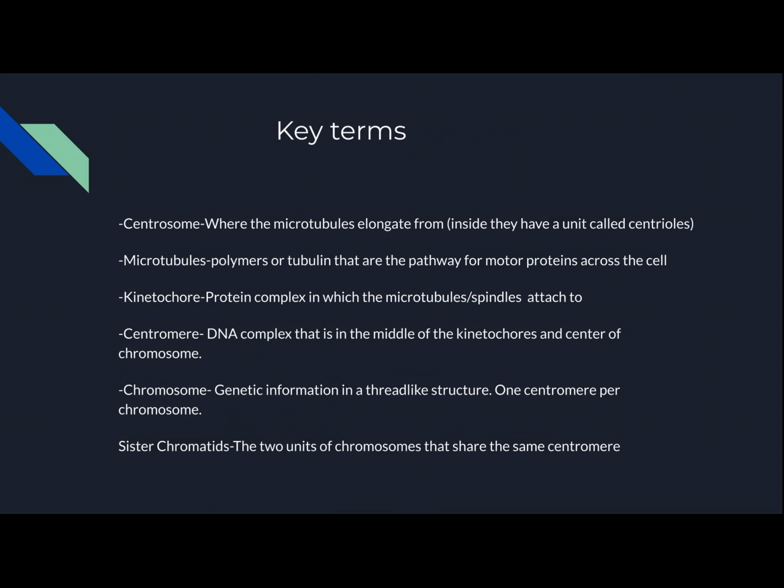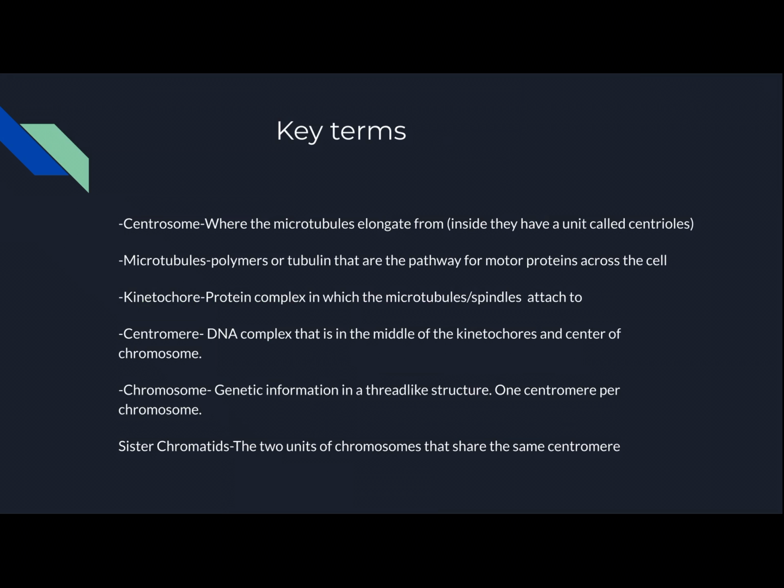So I'm just going to be reading off key terms because I'm going to be using these terms a lot throughout the video, so it would be good if you're familiar with these. Centrosomes are where the microtubules elongate from. Inside the centrosomes you have centrioles, and the microtubules are polymers of tubulin that are the pathways for motor proteins across the cell. And then a kinetochore is essentially a protein complex that microtubules/spindles attach to.